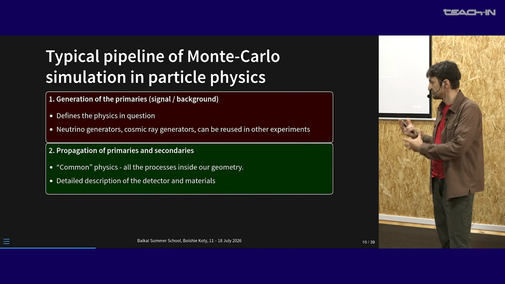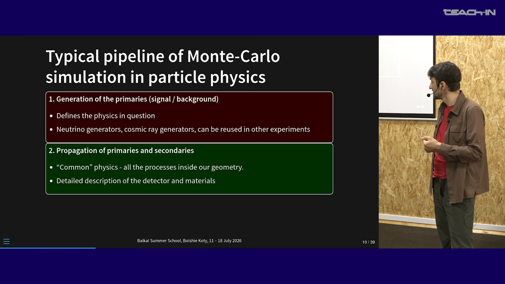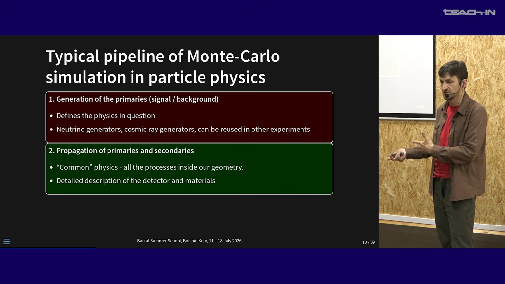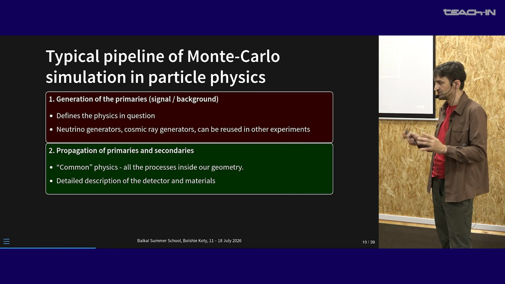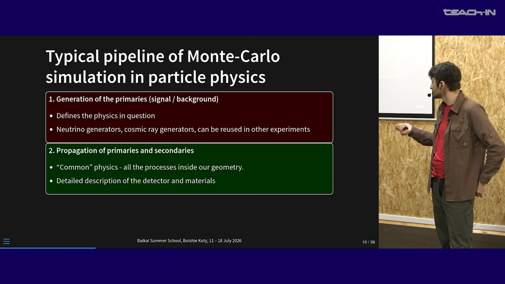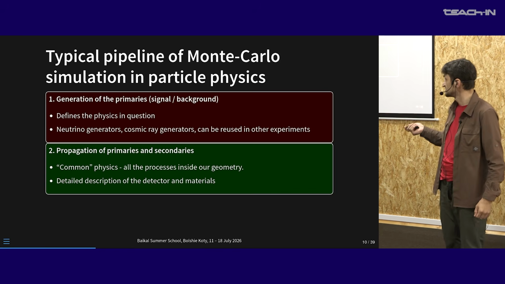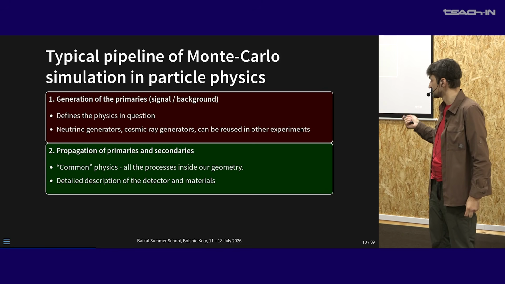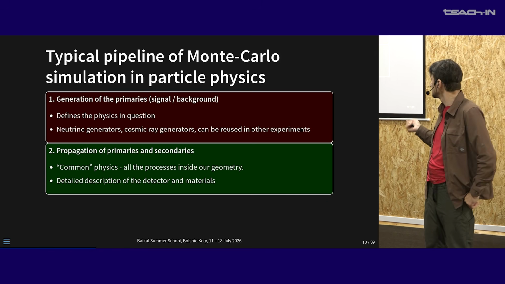Then you have your primaries in your geometry, and we need to take into account all the possible outcomes of random processes happening there, like common physics, let's say. We need to take into account all the processes which happen there, and it includes a detailed description of the detector and materials. This is usually done with packages like Geant4 or Fluka, and they are pretty general purpose. So we will talk about Geant later.